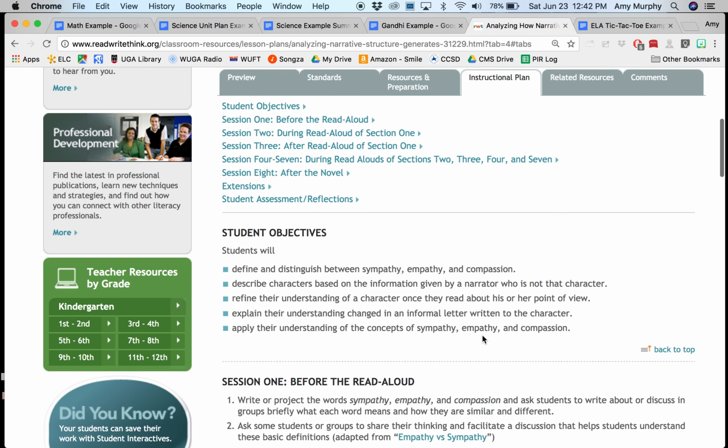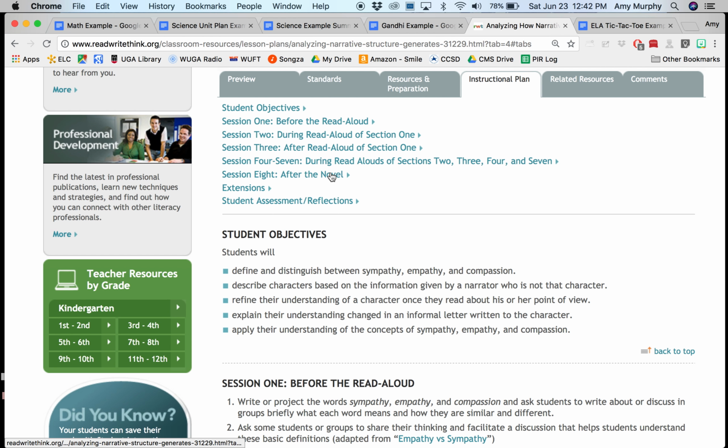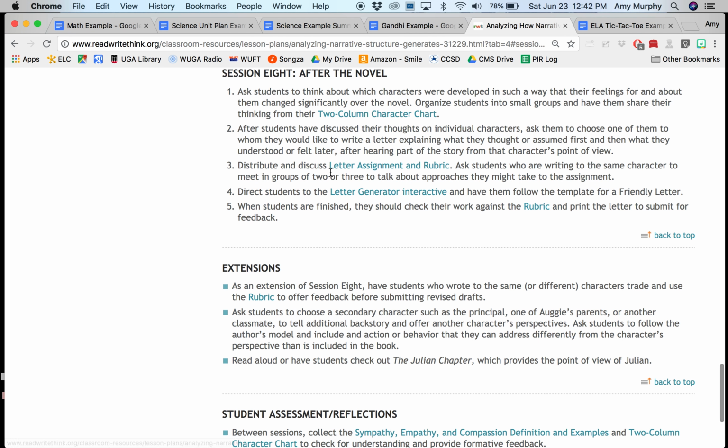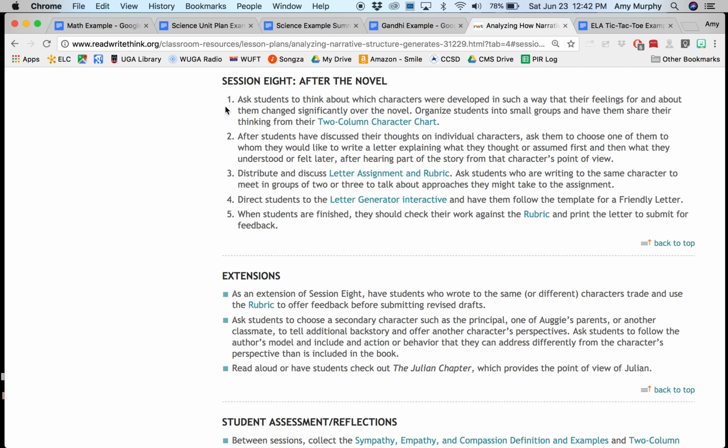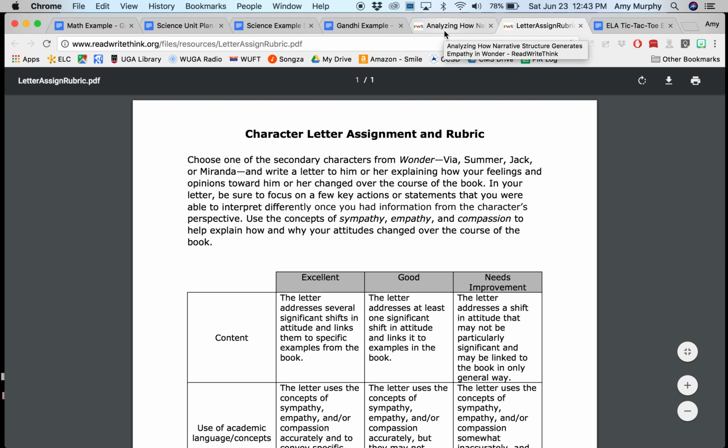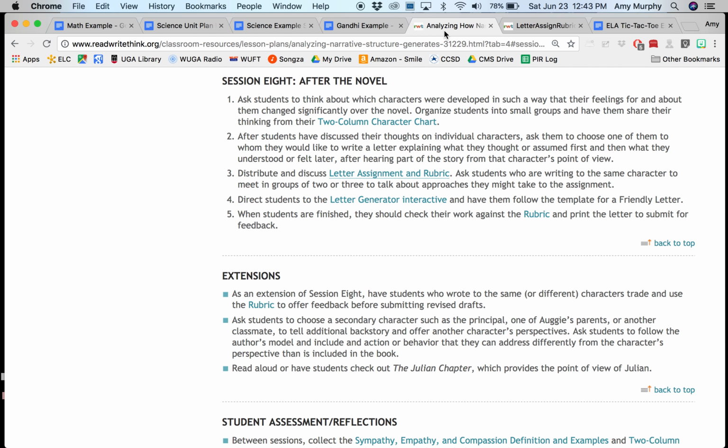Now let me show you their final assessment. I think I pulled this up already. After the novels, you want them to think about which characters... Here it is, assign and discuss the letter assignment rubric. So here's their final assignment, keeping in mind that the purpose was to analyze how narratives construct characters.